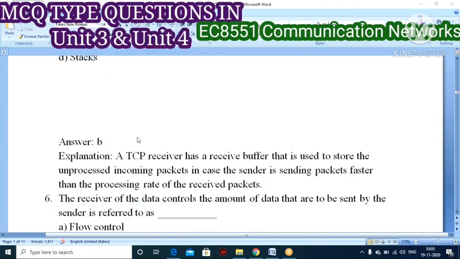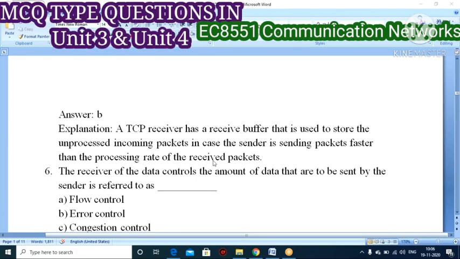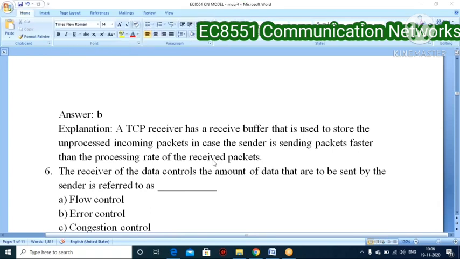A TCP receiver has a receiver buffer. It is used to store the unprocessed incoming packets in case the sender is sending packets faster than the processing rate of the received packets. Every TCP receiver has a receiving buffer. When the rate is crossed, the packets are stored in some place, and after finishing the previous one, it picks the packet from the receive buffer and starts processing. Finally, it sends to the receiver. So receive buffer is the correct one.